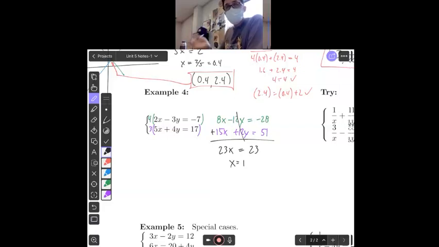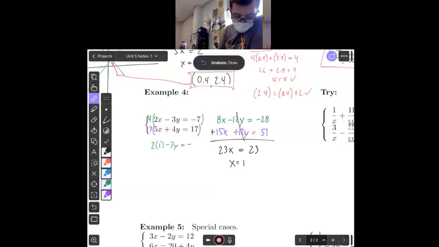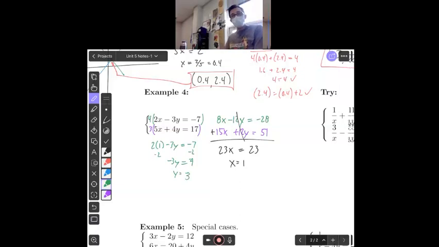So once you have x or y, it doesn't matter, we just plug it back into one of the equations. It seems like we've got an x every time here, but it's just a coincidence. I'm going to use the first equation. So yeah, y is 3. And we write this as an ordered pair, so 1, 3.